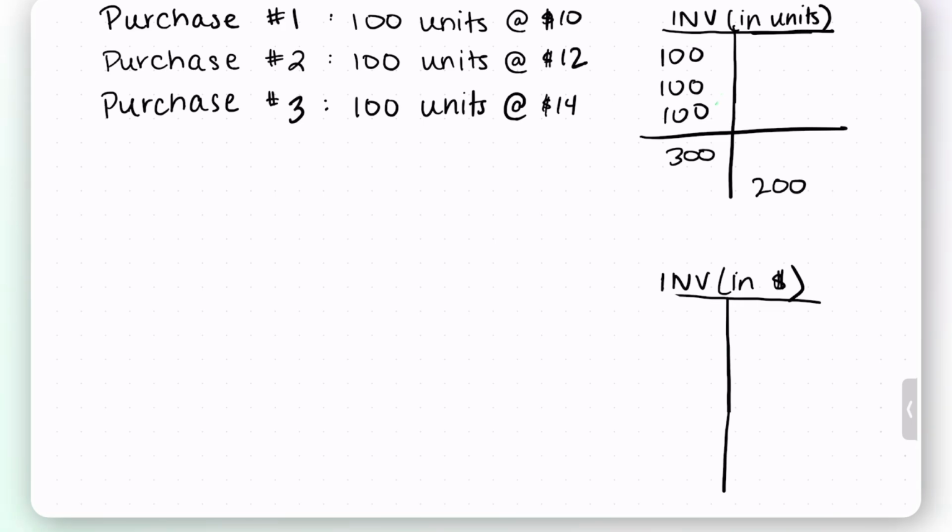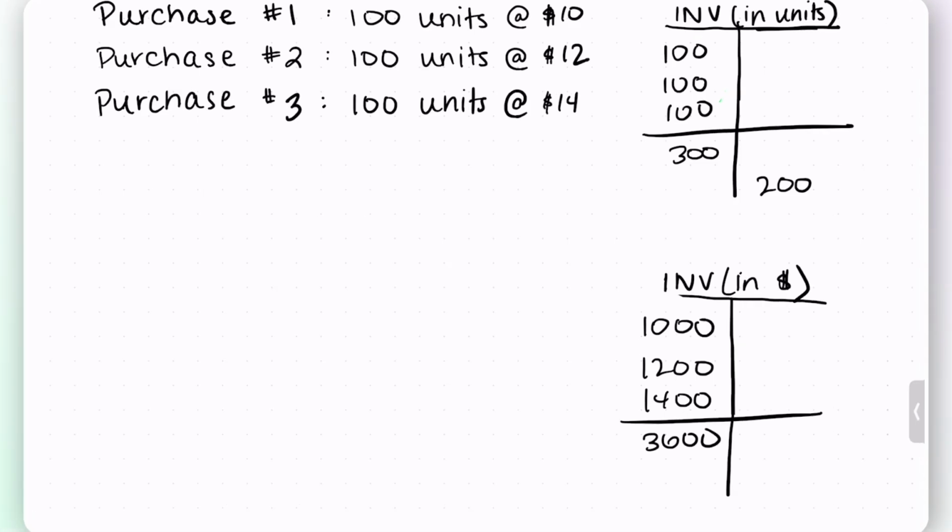If we look at this on our actual balance sheet or in our accounting records, it's not going to be in units though, it's going to be in dollars. So looking at our inventory account in dollars, we have a $1,000 purchase, a $1,200 purchase, and a $1,400 purchase. So our total goods available for sale is going to be $3,600. So then when we sell those 200 units, we need to calculate what is the cost of goods sold.